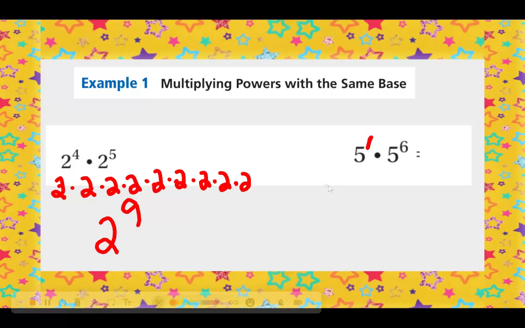The next one, I just put a little 1 there. So we're going to, remember, add our exponents. So 1 plus 6 is 5 to the 7th power.